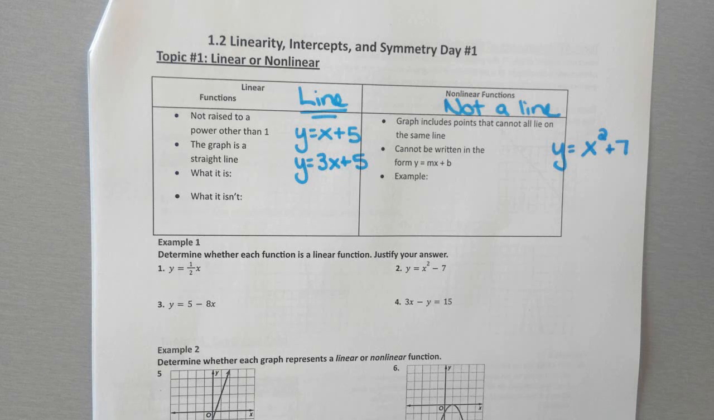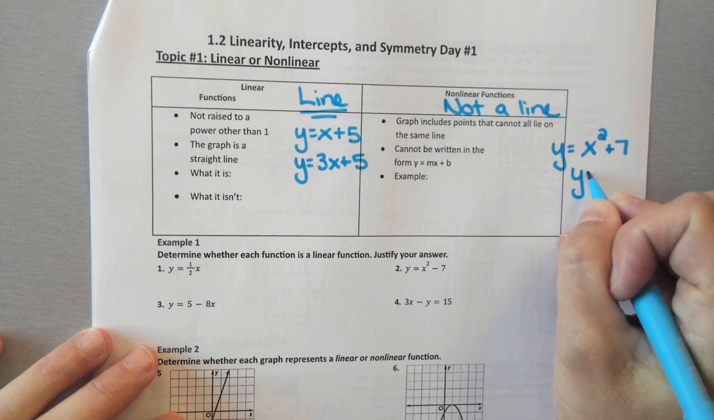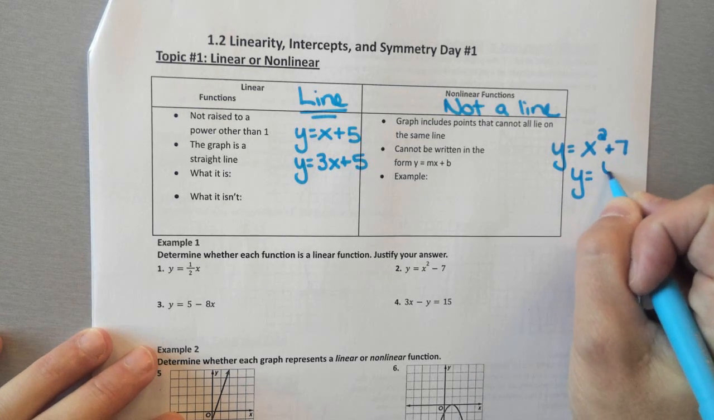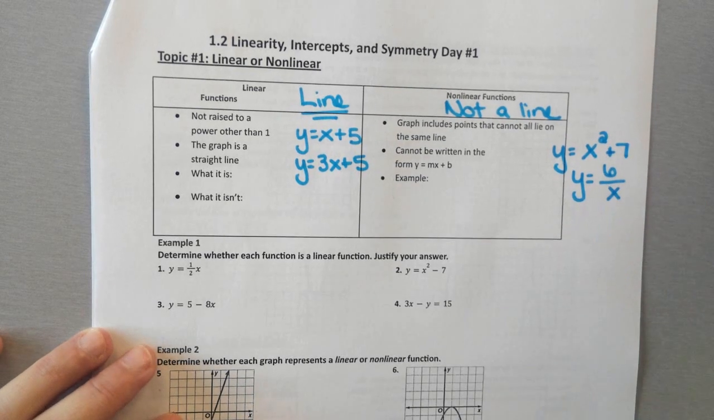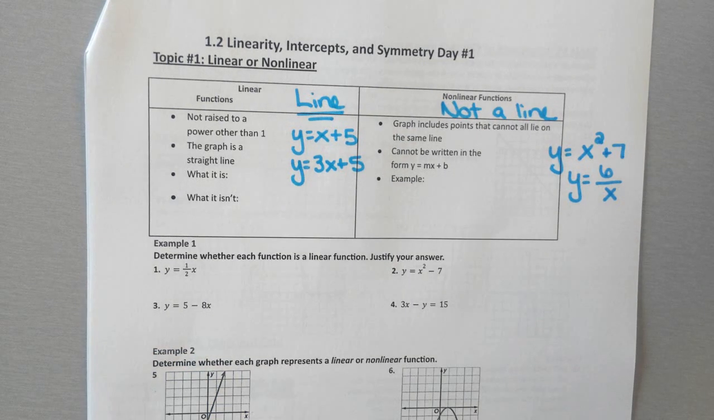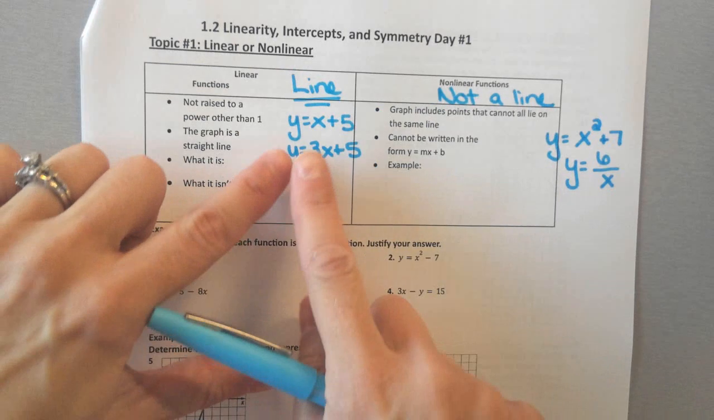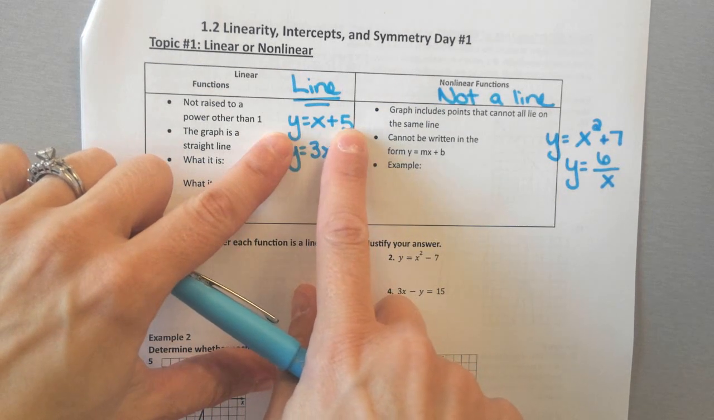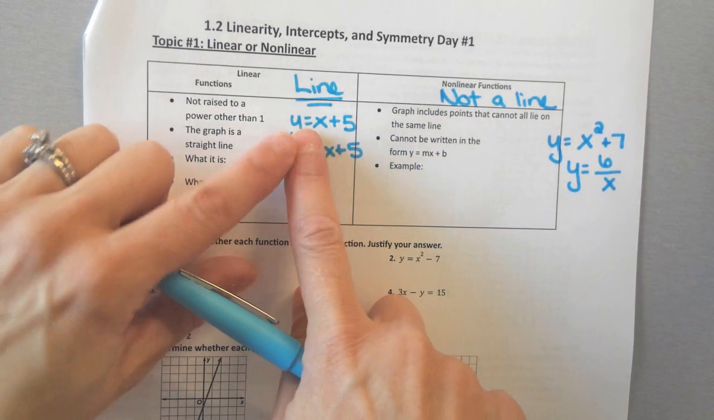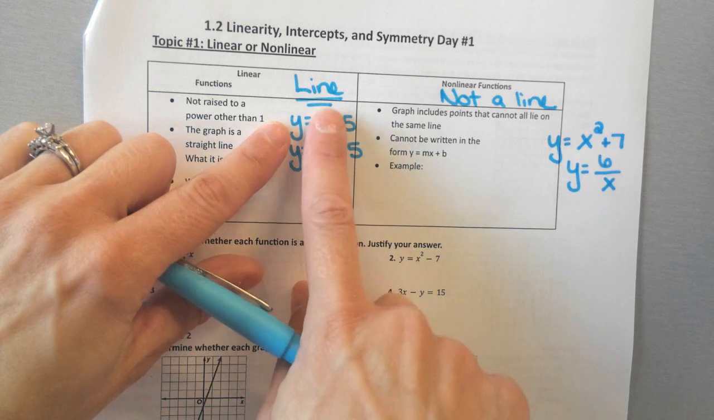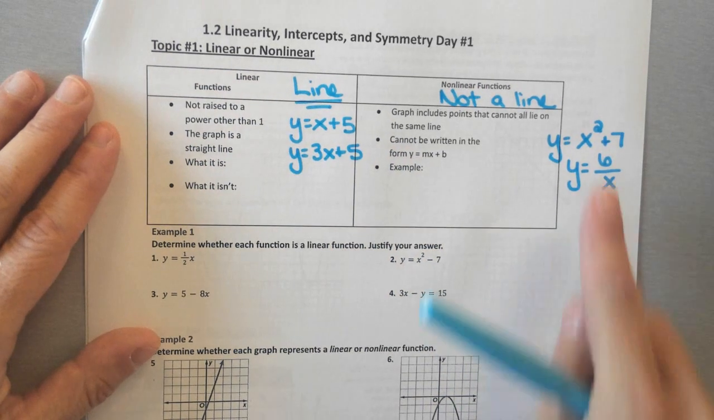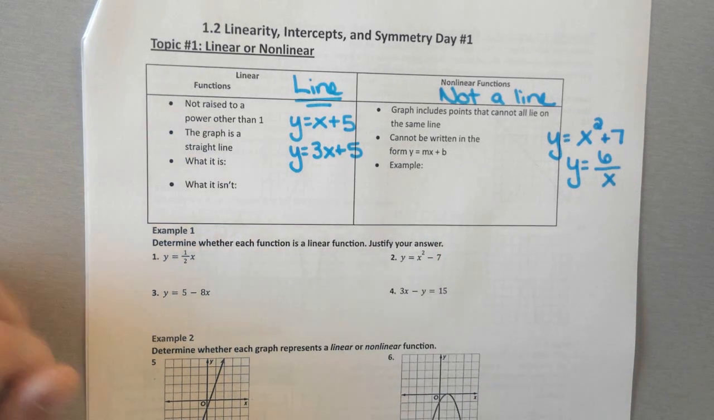The other type of not a line would be if you have something like this. Have you ever seen equations where you have a variable in the denominator? Yeah, so that's also one that's not a line. In order for it to be a line, we've got everything on the same level and we have no exponents. So both of these things would fit into not linear, or not a line.